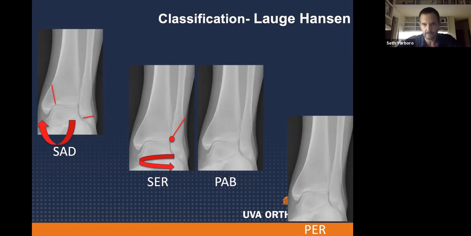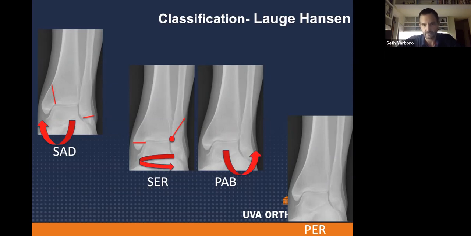So either a tear of the PITFL or fracture of the posterior malleolus, and then SER4 extends all the way around to the medial side. So 1, 2, 3 extends posterior, and then 4 gets the medial side.